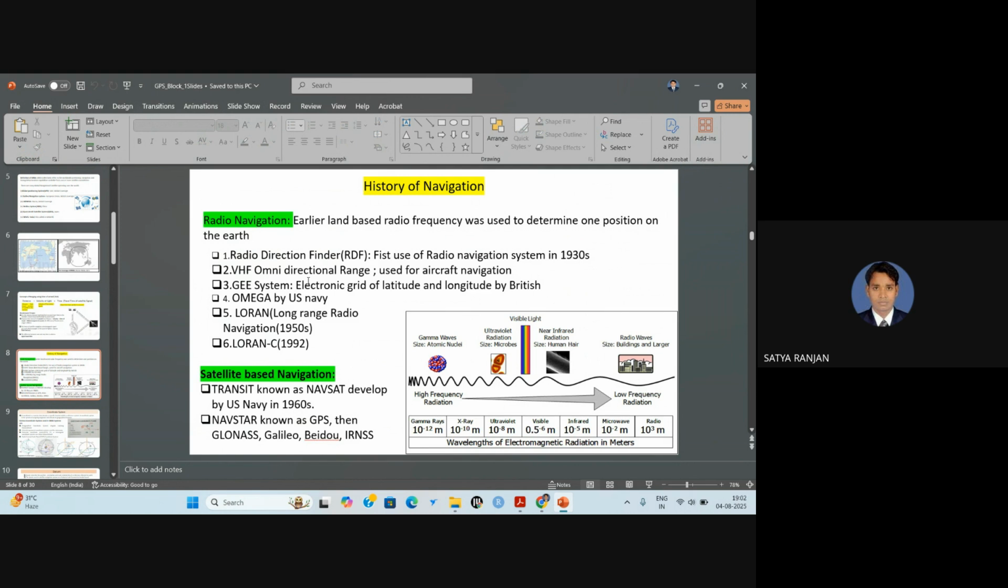navigation systems. After that, satellite-based navigation systems came, and Transit, known as NavSat, was developed by the U.S. Navy in the 1960s. Then Navstar, known as GPS, which is widely used worldwide, mostly in mobile phones and in different vehicles. Now GLONASS is also used. Then started the Galileo, then BeiDou, then IRNSS. So gradually different systems are there.